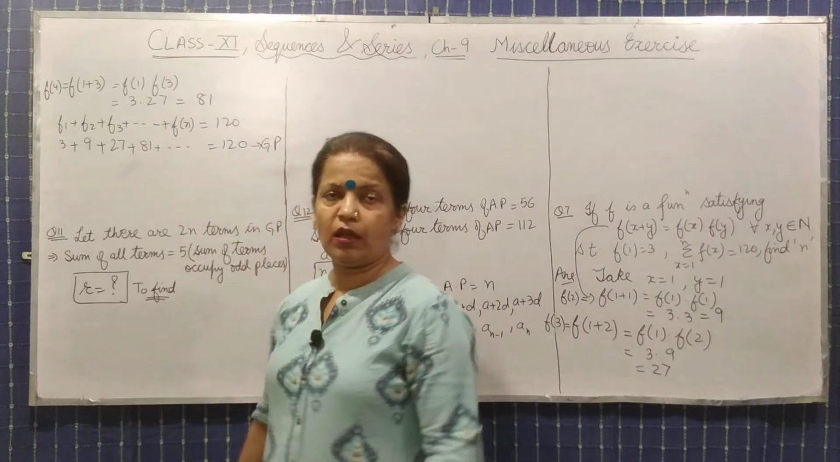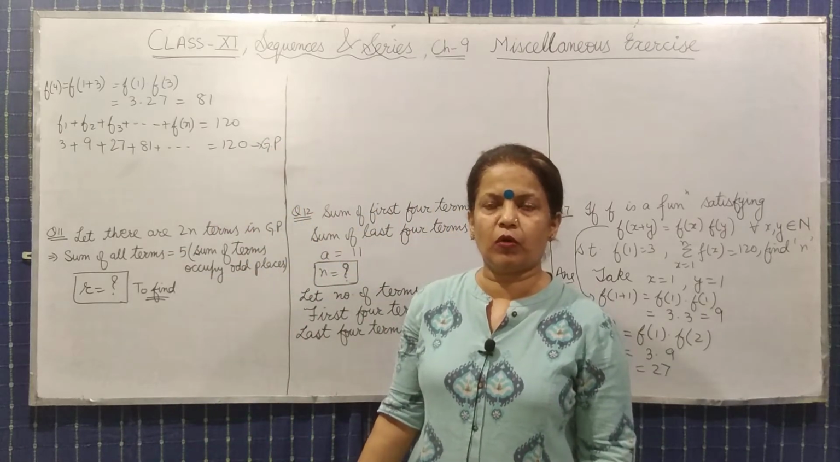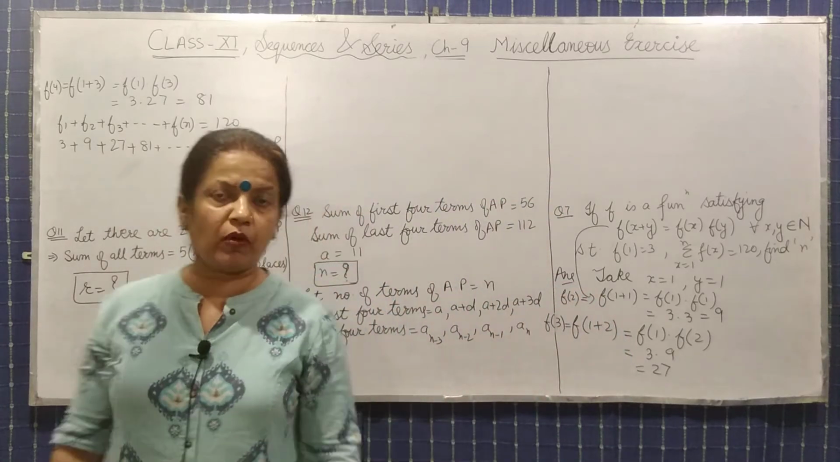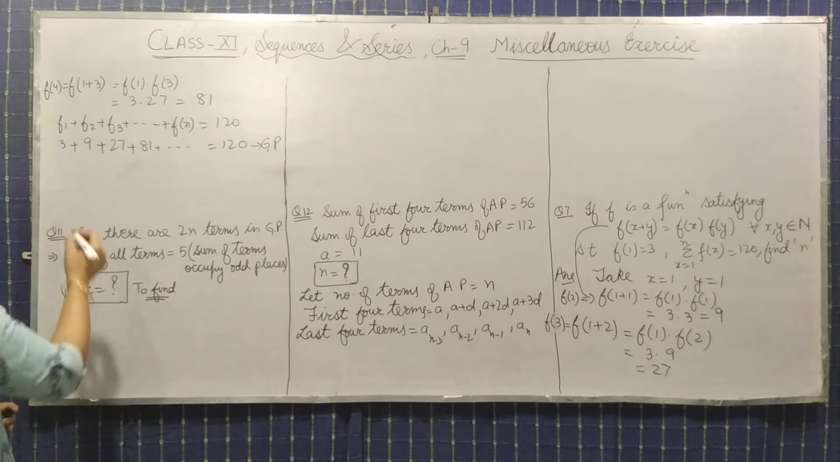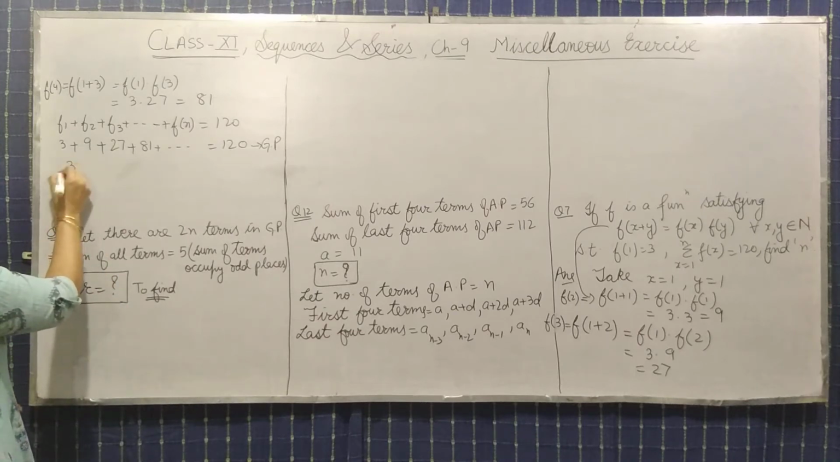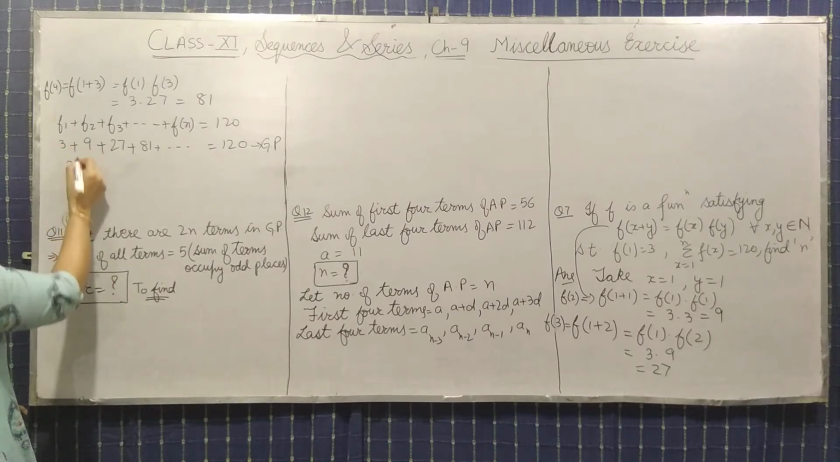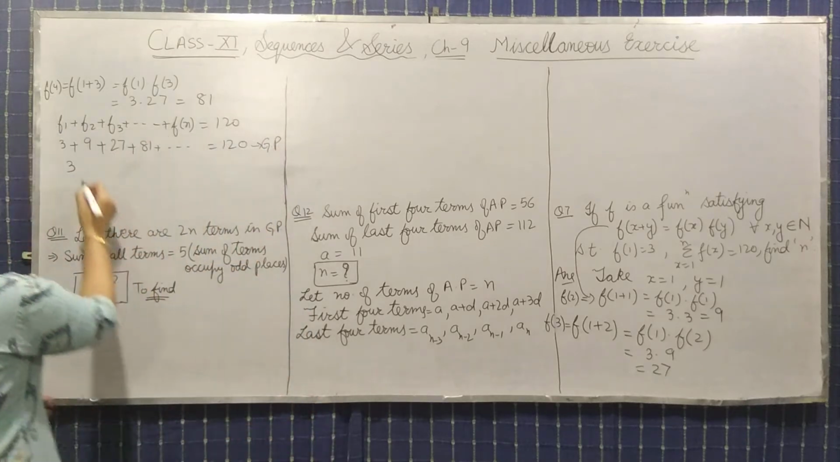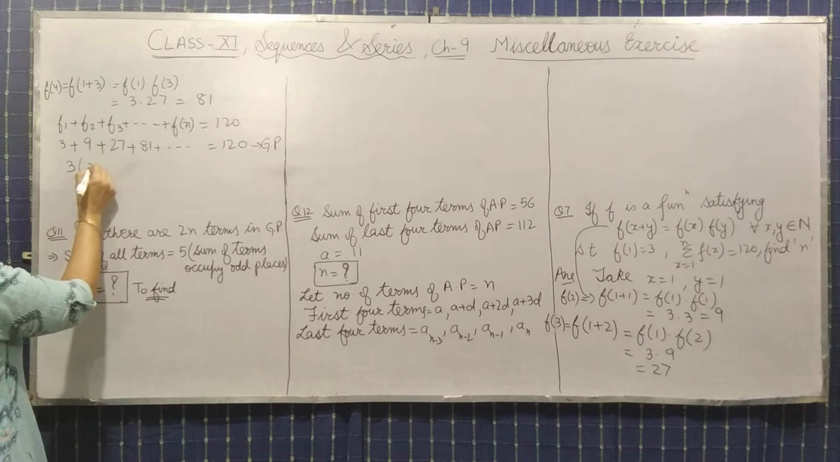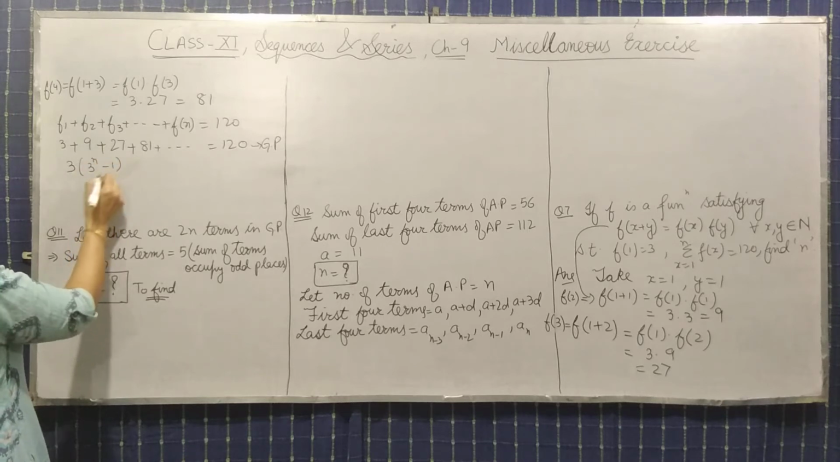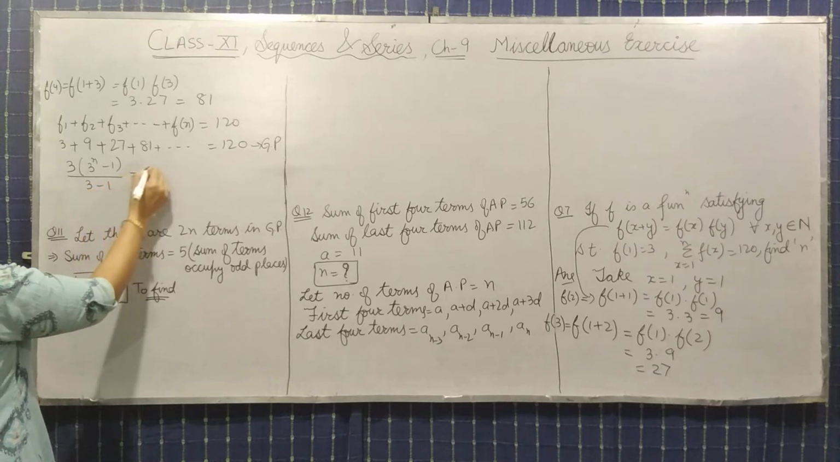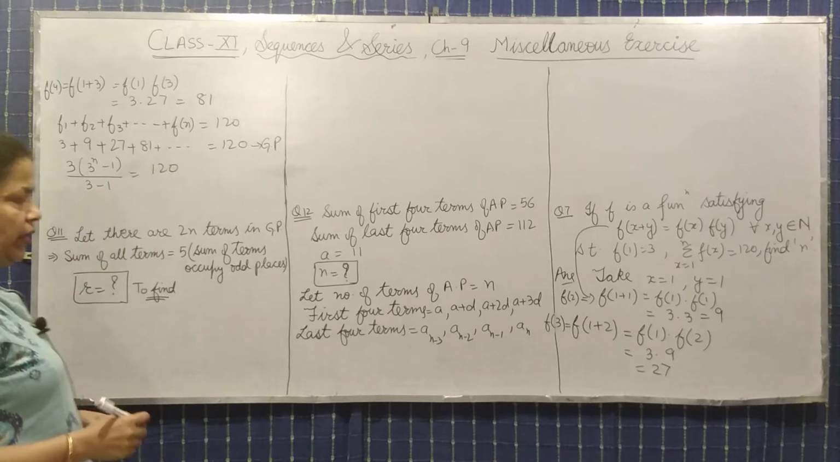तो हम क्या करेंगे? Now we will use the sum formula of GP. What is the sum of the GP? a, and what is r? r is 3. So a(3^n minus 1) upon r minus 1, that is (r^n minus 1) upon (r minus 1). This is equal to 120.